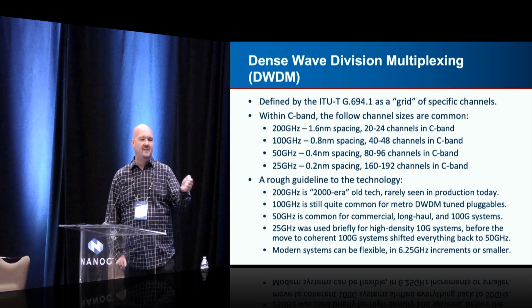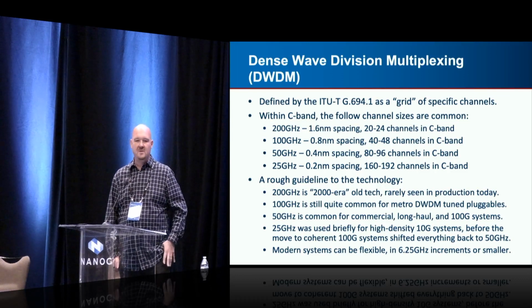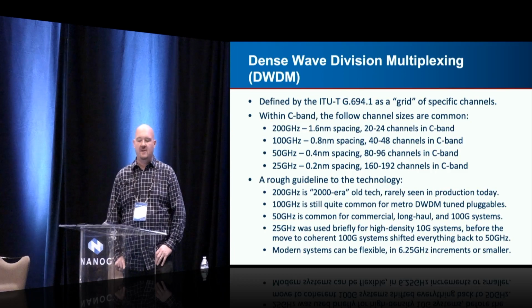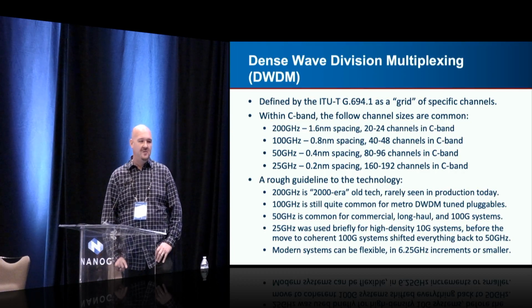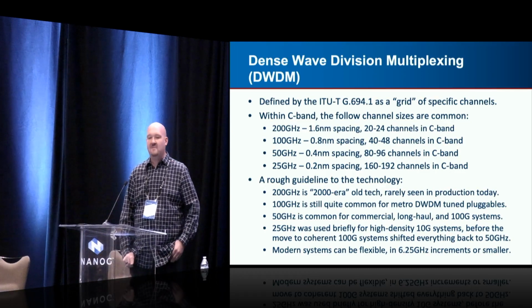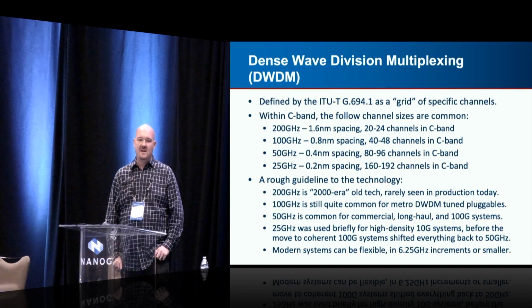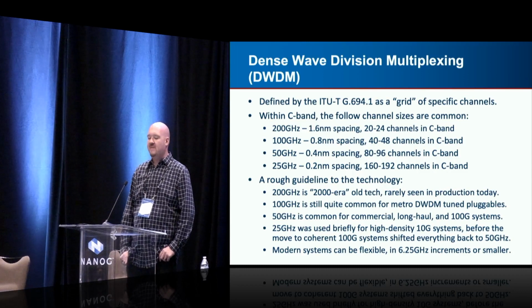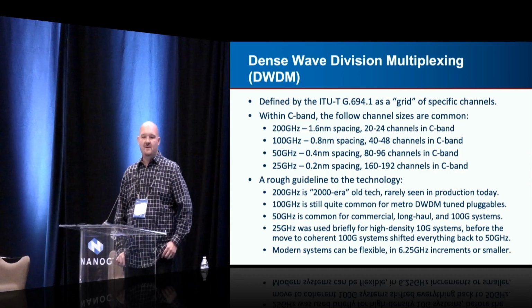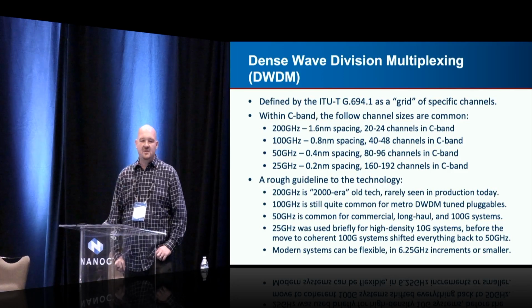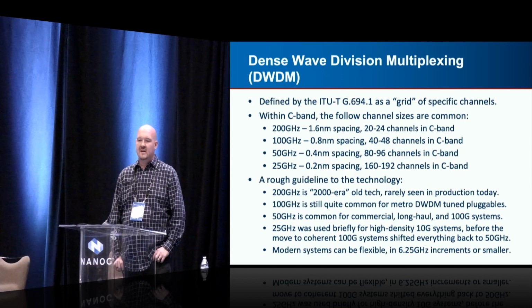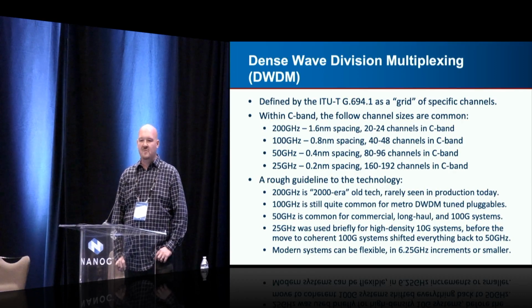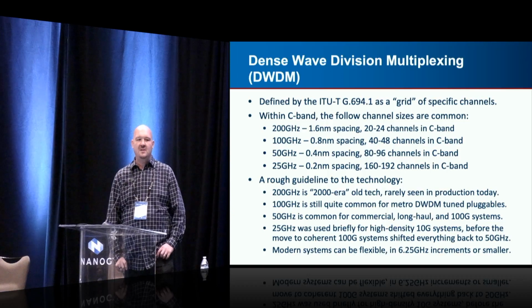We were getting denser and denser and denser. We got all the way up to a 25 gigahertz for 160 or 192 10 gig channels, and then we actually started backing away from that. So 25 is kind of considered old, defunct technology now too, because we ended up finding different ways to pack our channels. But the modern systems can actually be very flexible. There's a technology called FlexGrid that I'll talk more about, where you can actually create channel sizes that are different widths. A lot of new technology actually depends on different widths out there.